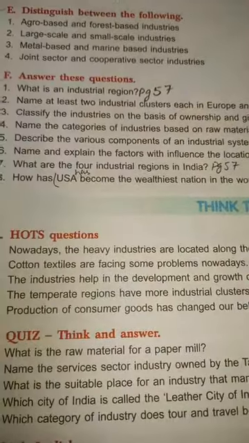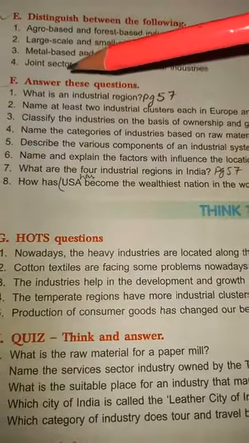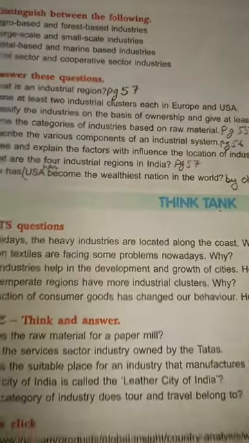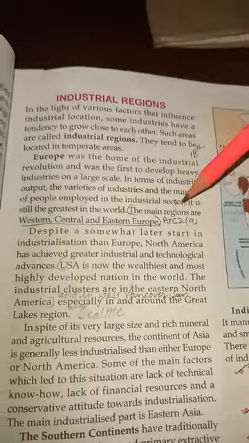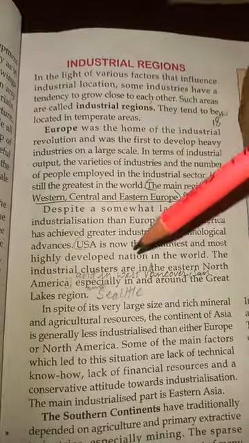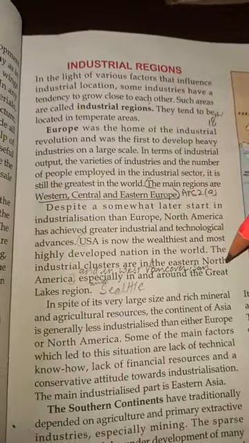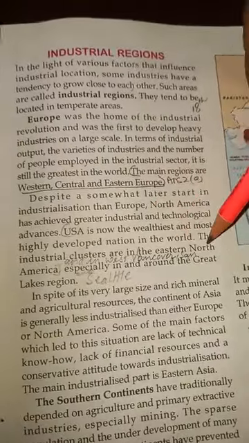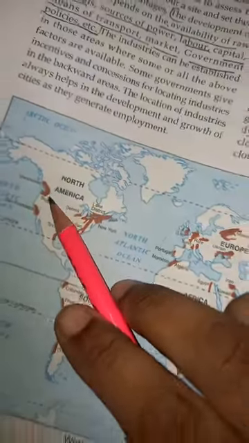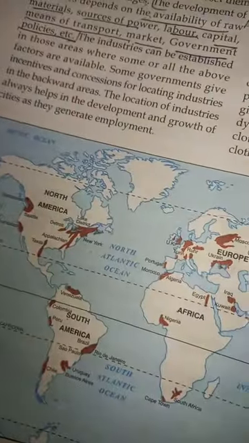Question number 2 is: Name at least two industrial clusters each in Europe and USA. The answer is given on page number 57 in industrial regions. The main regions in Europe are Western, Central, and Eastern Europe, and in America, Eastern North America and the Western part of America.